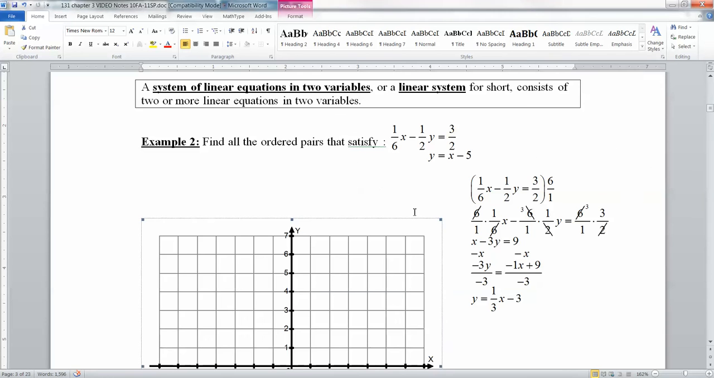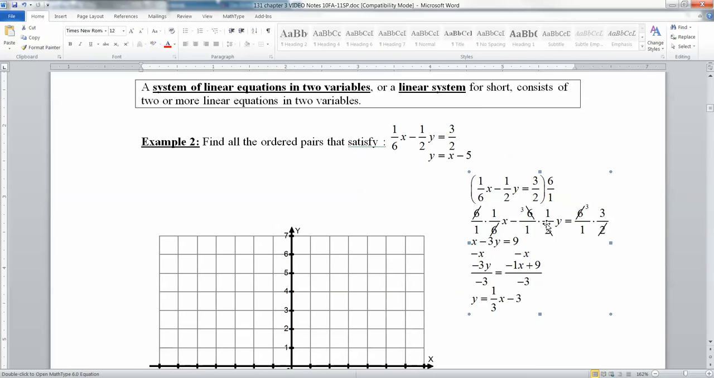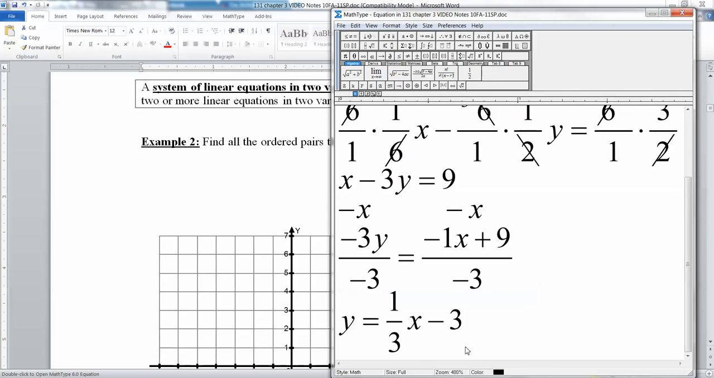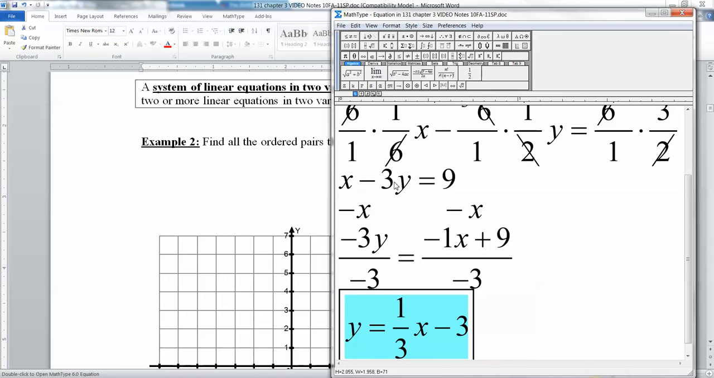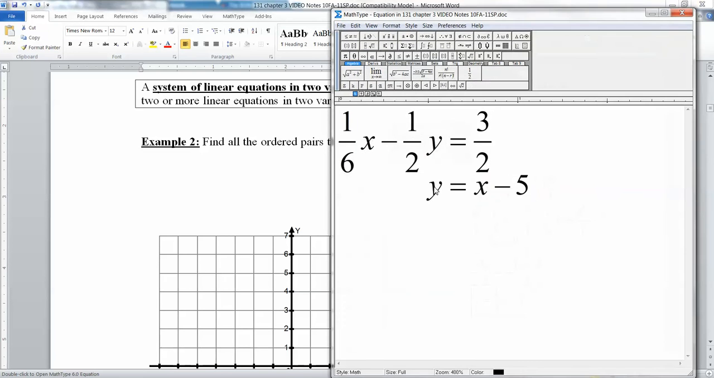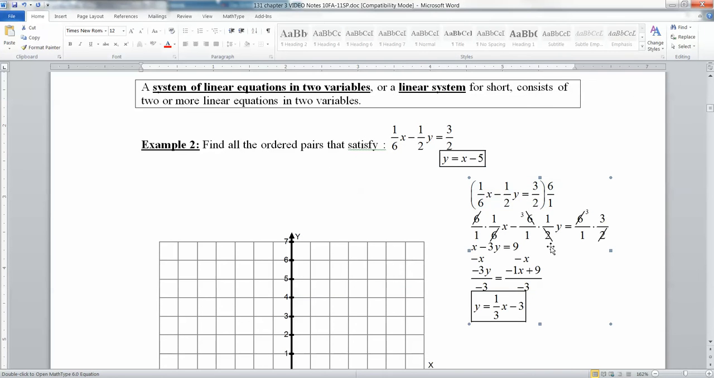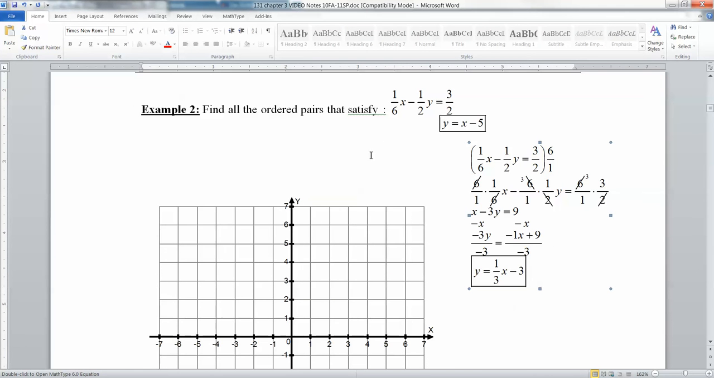Let me save this. There we go. Okay, so I've got that top equation now transformed into this part right here. And the bottom equation I didn't have to bother with because the bottom equation was already y equals mx plus b. So I just fiddled around with the top equation to get it to change. All right, now I've got to graph both of those equations.